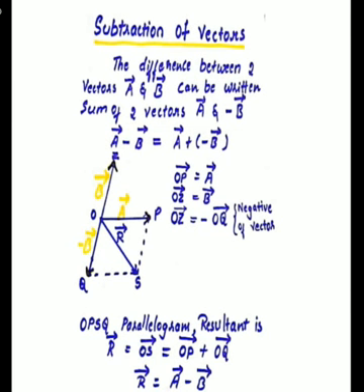Okay. So here, see the definition. The difference between the two vectors, vector A and vector B, can be written as the sum of two vectors, vector A and minus vector B. See here, vector A minus vector B equals what? Vector A plus minus vector B.